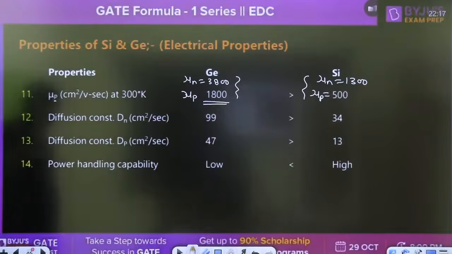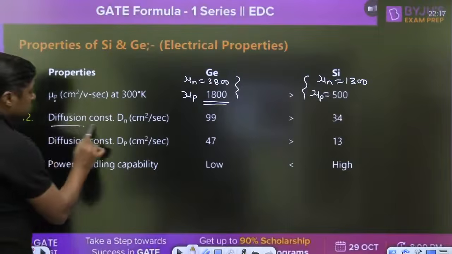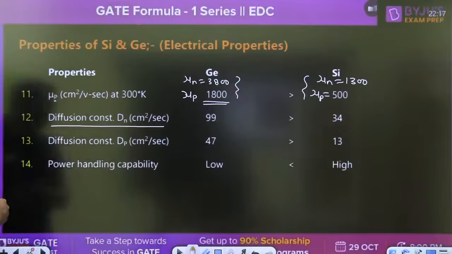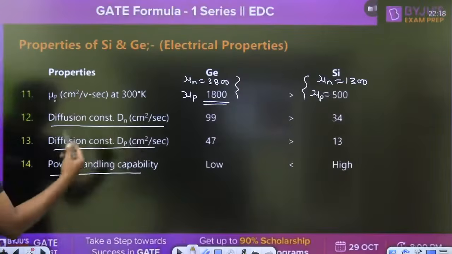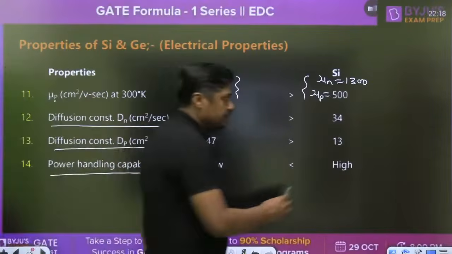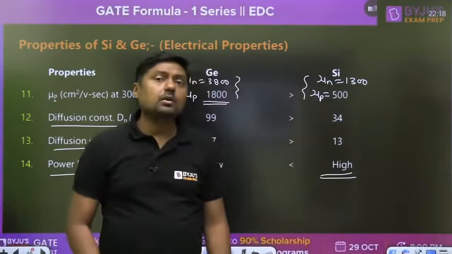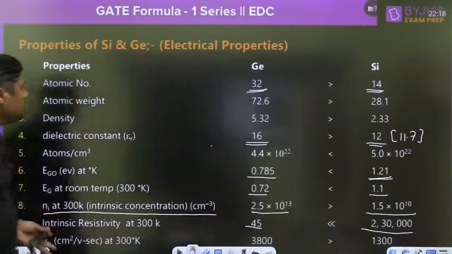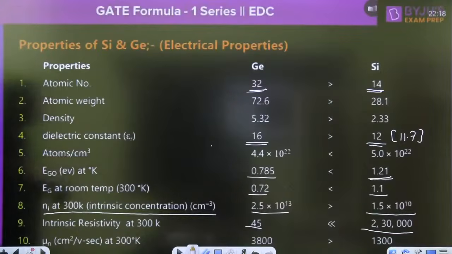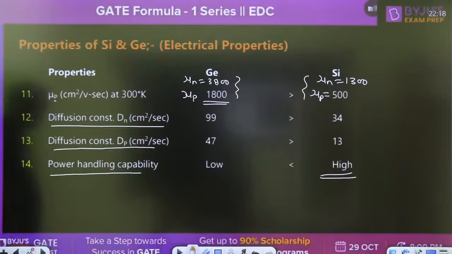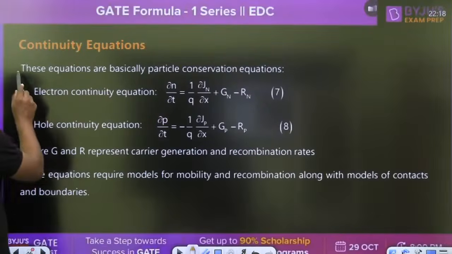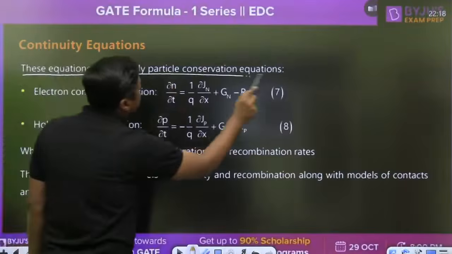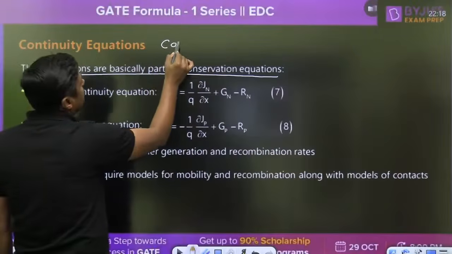Then diffusion constant. Okay. And that is normally given in the question. Power handling capability of germanium is low. Power handling capacity of silicon is high. That is a very simple formula. PDF will be available to you. So those are the important properties and so on. Okay. Next, this is the continuity equation. It is based on the law of conservation of charge. Based on the law of conservation of charge.